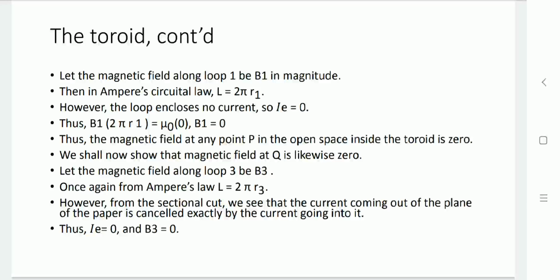Now take loop 3. In that case, L equals 2 pi R3. Outside of the toroid, current is also not flowing, so I_E is 0. So B3 times 2 pi R3 equals mu 0 times 0, by the same Ampere's law equation. So we can say that B3 is 0.